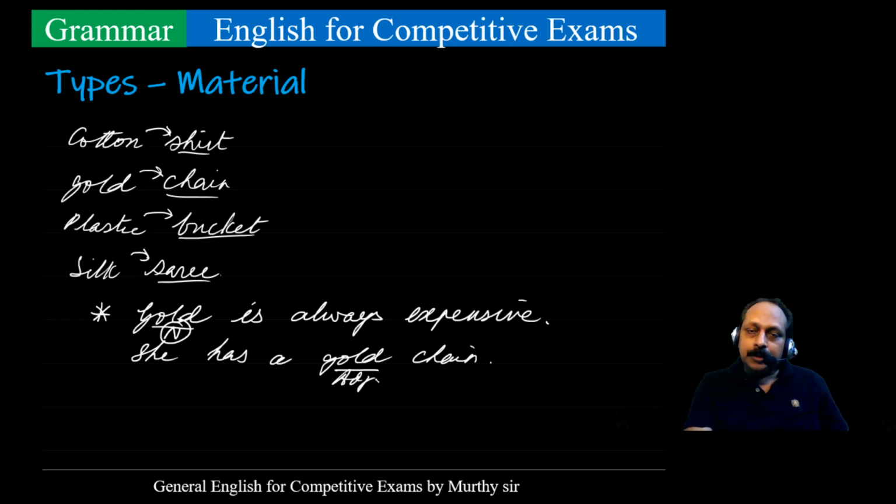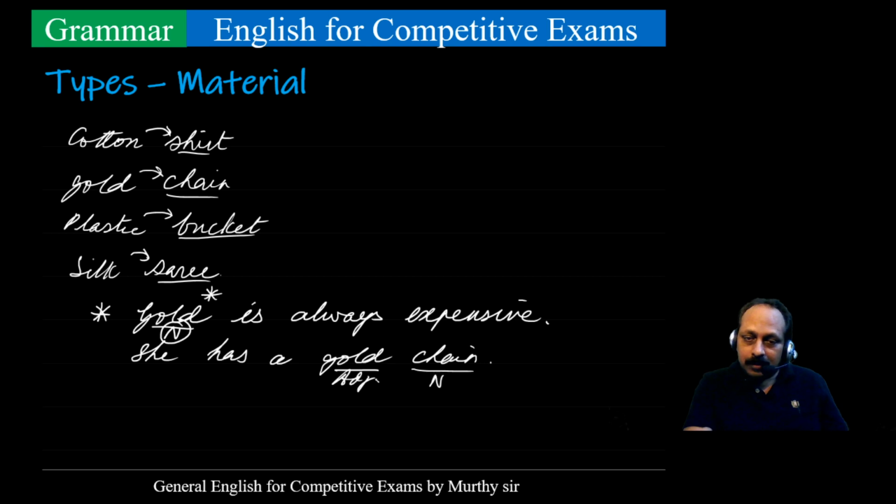Gold is always expensive. In this sentence, the word gold is naming material, some material. That material has a name. That substance has a name. What is the name for that material? Gold. Because it is naming something in the first sentence, it is a noun. What is the function of a noun? Naming function. Now, coming to the second sentence, she has a gold chain.